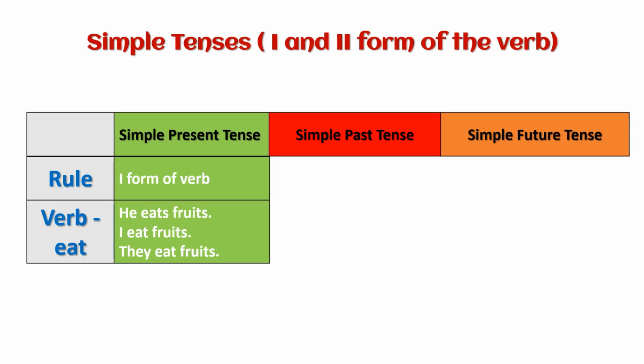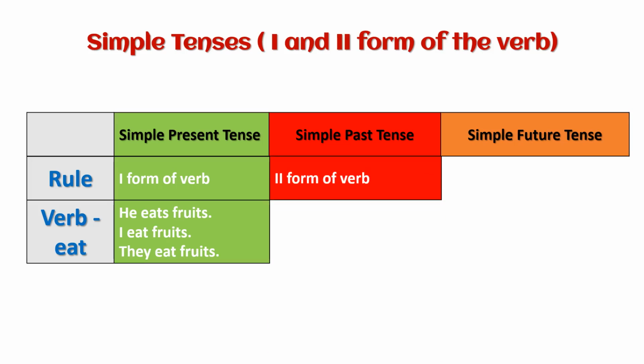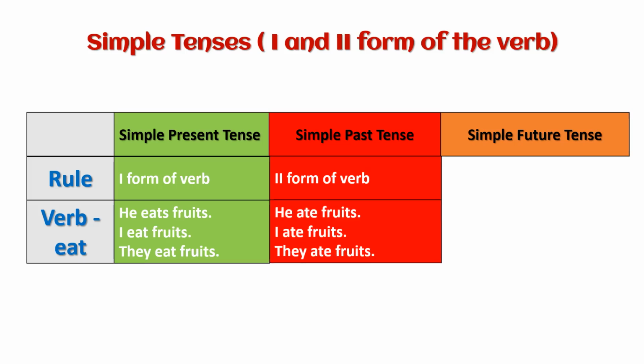The second tense, that is simple past tense. Now we will see the rule for this tense. Here we always use the second form of the verb. Always we will use which form? Second form of the verb. Let us see the examples. He ate fruits. I ate fruits.